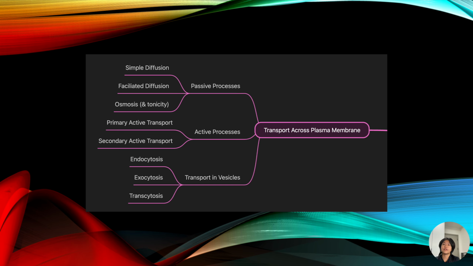Then we have secondary active transport. So you can think of secondary active transport as basically riding on another person's car for free. For example, the energy stored in chemical gradients, for example, of hydrogen ions, is used to drive other substances across the membrane against their own concentration gradients.